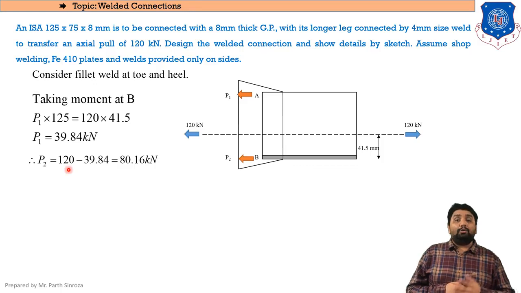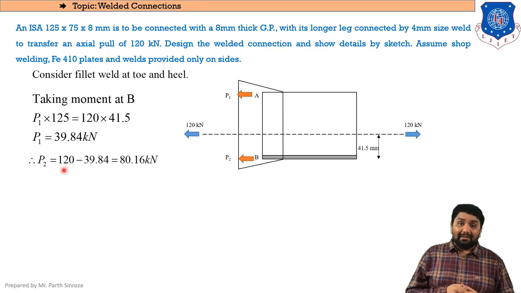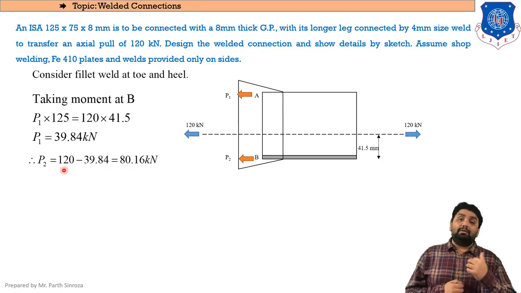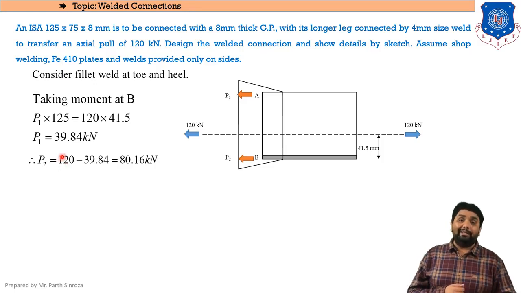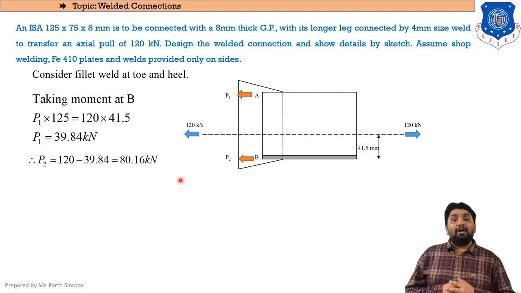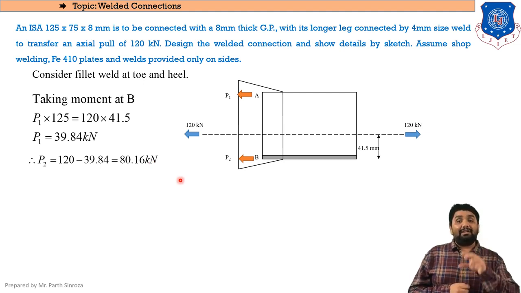So now how to find this P2 force? We will be just applying equilibrium conditions. As we all know, the total load on the right hand side will be the sum of the forces acting on the left hand side. So P will be equal to P1 plus P2. As we all know, P is equal to 120 kilonewton, and P1 we have already calculated to be 39.84. So P2 in this case comes out to be 80.16 kilonewton. Now we have calculated the values of P1 and P2.